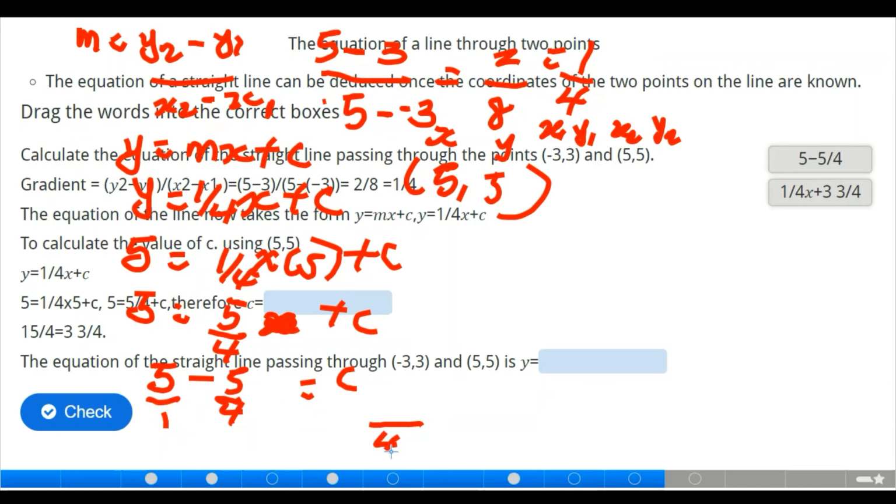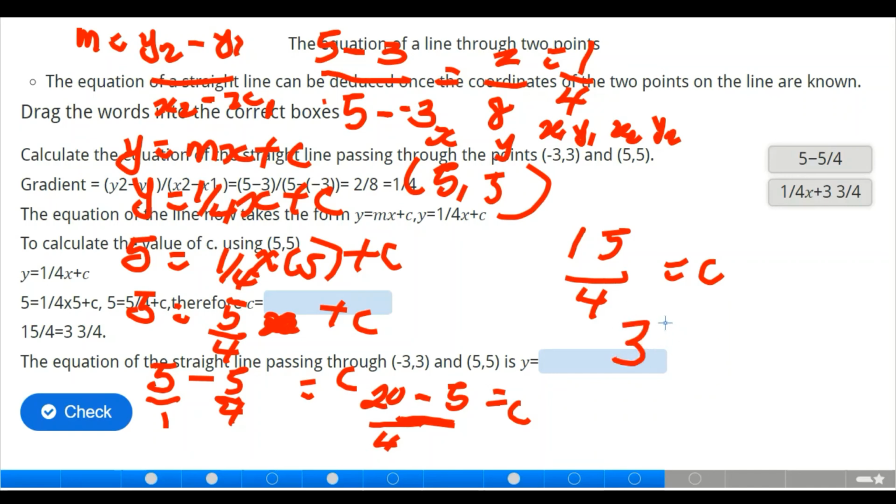How many times can 1 go in 4? That is 4. 4 times 5, that is 20, right? 4 can go in 4 1 time. 1 multiplied by 5 will give us 5. So 20 minus 5 will give us 15 over 4. Now this is an improper fraction. Let's quickly change it to a mixed fraction. 4 can go in 15 three times. 4 times 3 will give us 12, and the remainder is 3 over 4, which is c.